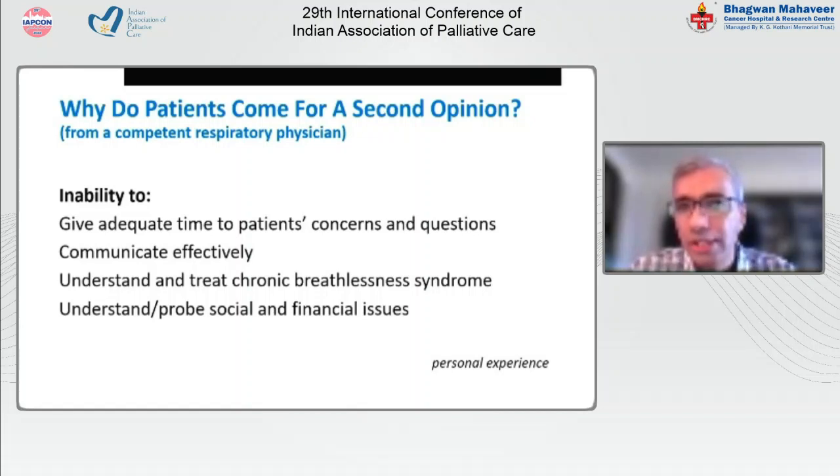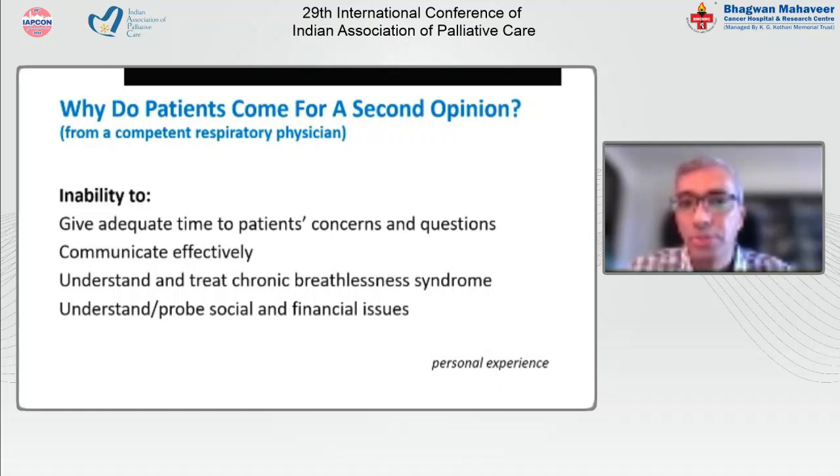And when you actually look at what is happening, you realize that there has been an inability to deliver in these 4 aspects. Inability to deliver adequate time to patients' concerns and questions. There's been an inability to communicate effectively. There's been an inability to understand and treat chronic breathlessness syndrome and understand and probe social and financial issues. All this has culminated in the patient actually coming for a second opinion, and not really anything to do with the disease per se. And that's very interesting, actually.